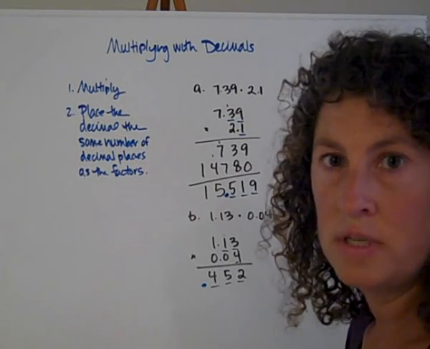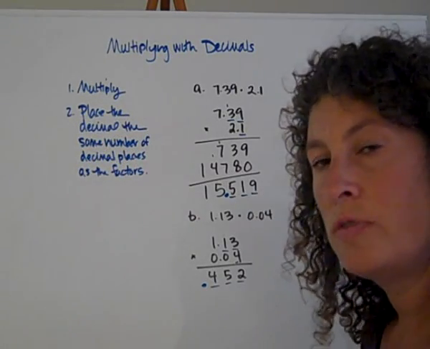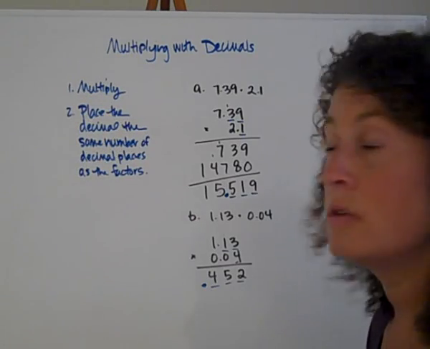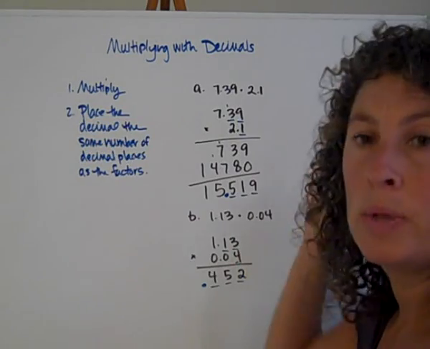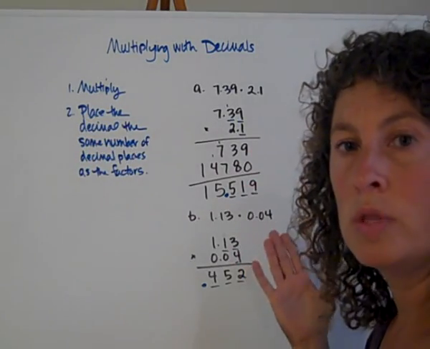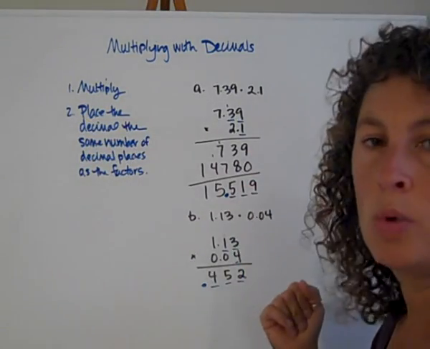Multiplying and dividing with decimals. A little more straightforward than the fractions also, but still a few rules we need to remember, mostly about what to do with the decimal. So when we're multiplying, we're going to multiply like we normally do with integers. We just have to pay attention to where we place the decimal.